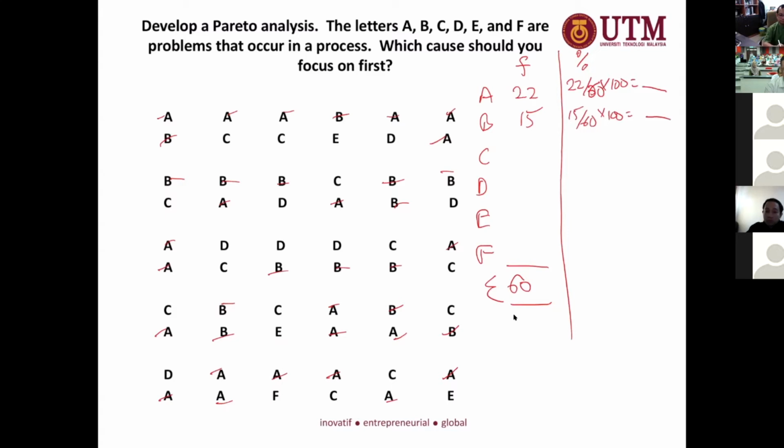For example, 36.67 percent and 25 percent. So from here, basically we can plot. A is the independent variable. For example, I take 10, 20. For A, we have 22 here, then B, 15 here. So we put the highest frequency on the left.